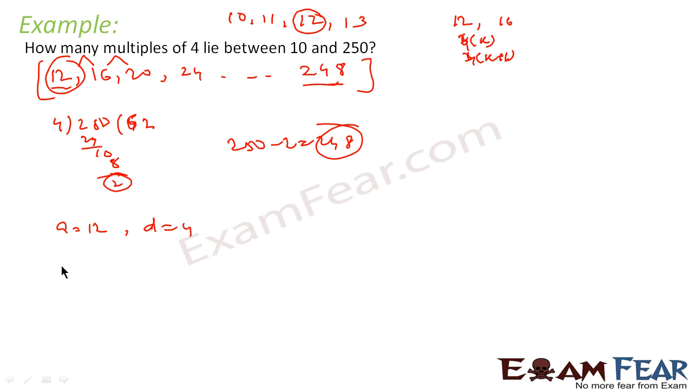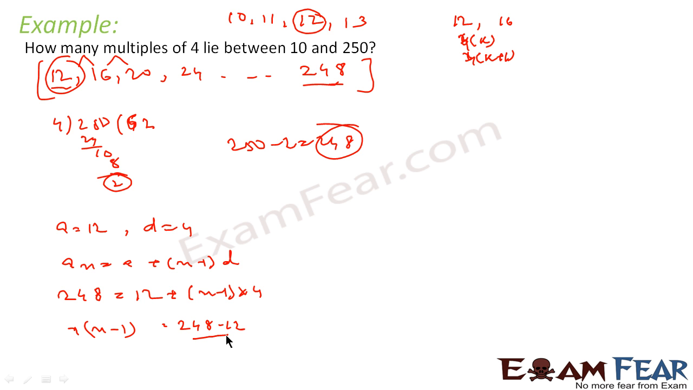Now we have to find the value of n. Same formula: An is equal to A plus (n minus 1) D. An is equal to 248, is equal to 12 plus (n minus 1) into 4, or we get n minus 1 is nothing but (248 minus 12) by 4, that is 236 by 4, that is 59, or we get n is equal to 60. That is my answer. So there are 60 multiples of 4 between 10 and 250.